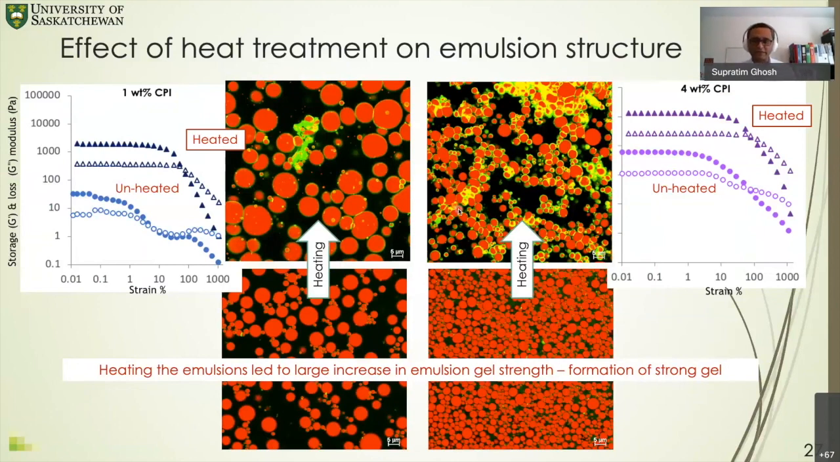Yanran tells me that this structure of 4% CPI heated becomes a tofu-like strong structure. Now 1% CPI after heating would be a yogurt-like structure. So it's still a strong gel, but it's even stronger when you have higher protein, because the protein is actually helping the gel formation by heat-induced protein denaturation.